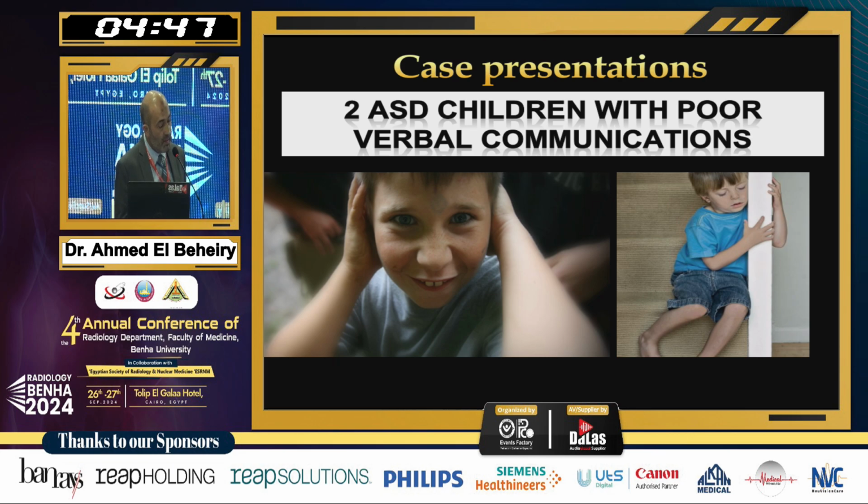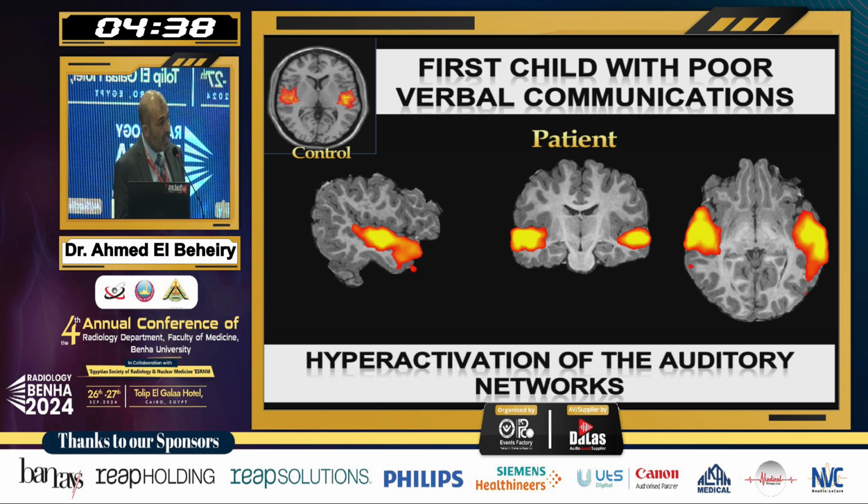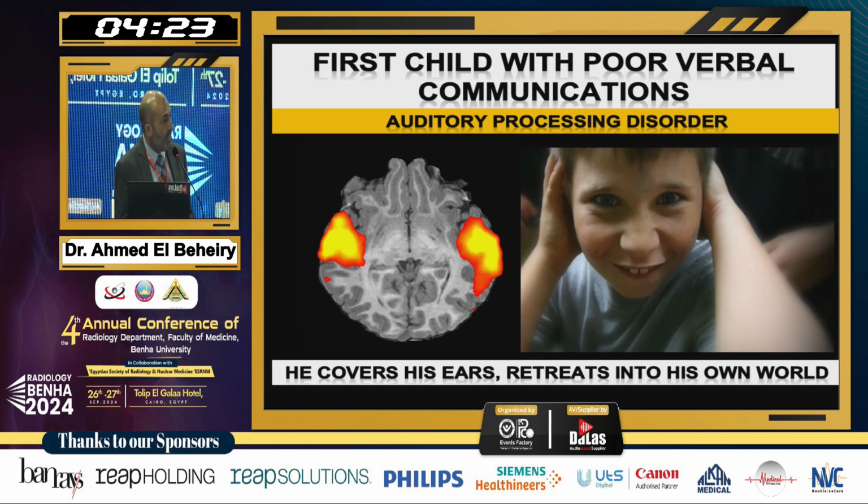These are two children with autism and poor verbal communication. The first child, these are the resting networks compared to control. He has what is known as hyperactivity or hyperfunction of the auditory networks, which means that this child is receiving too much auditory stimuli. He cannot mask the unwanted noise. And that's why he is covering his ears and he retreats from the environment and becomes autistic. This is known as auditory processing disorder.